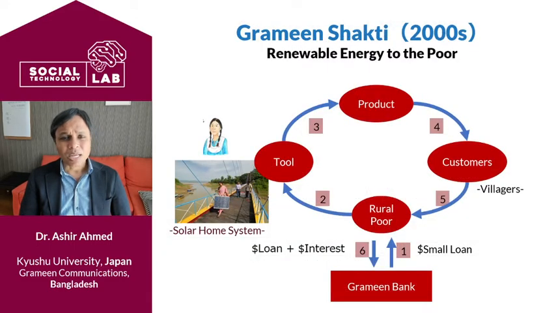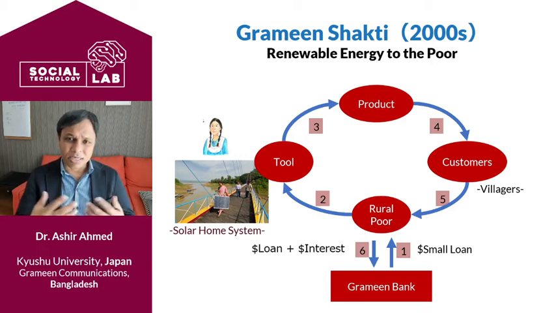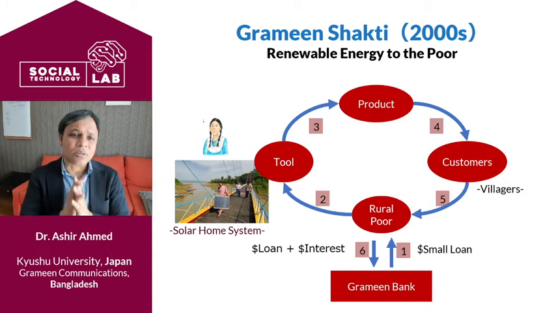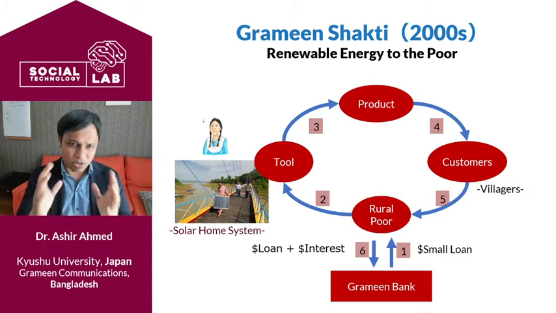In 2000, they started solving another problem: in rural areas there was no electricity, so they started a renewable energy program. Grameen Shakti is the company name. They provide electricity in terms of renewable energy, and the solar home system became a solution.